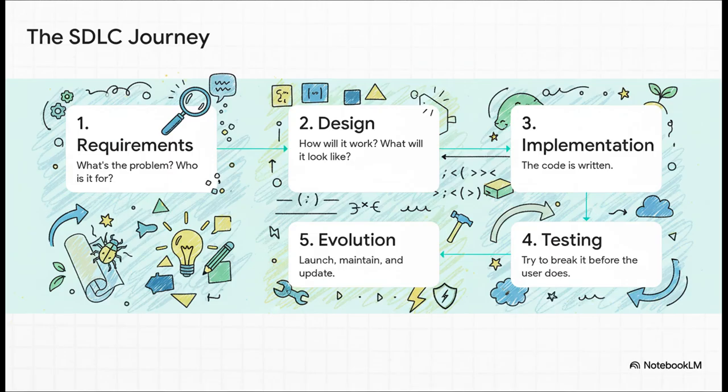This whole journey is broken down into 5 key stages. First up, requirements. You gotta know, what's the problem we're actually solving? Who is this for? If you don't nail this, nothing else matters. Next is design. This is where you figure out how it's all gonna work, what it'll look like. A good design now saves you from massive headaches later. Then comes implementation. That's right, this is where the coding actually happens. After that, it's testing. Your job here is to try and break everything you just built before the user does. And finally, evolution. Because great software is never really done, is it? It's always being launched, maintained, and updated.